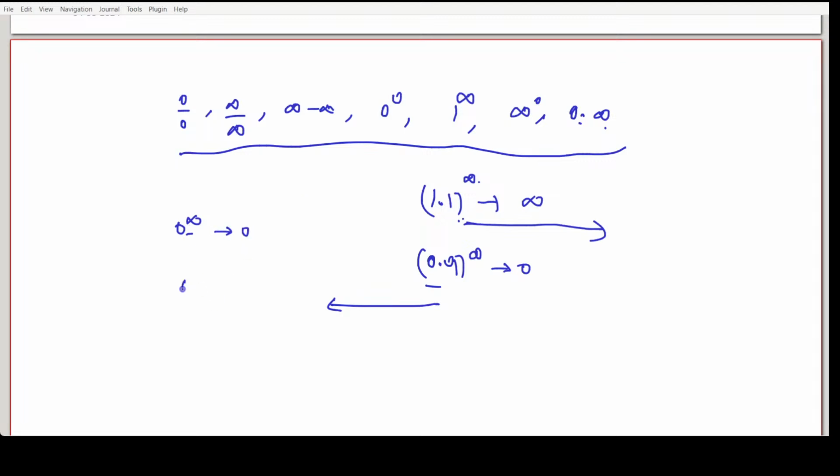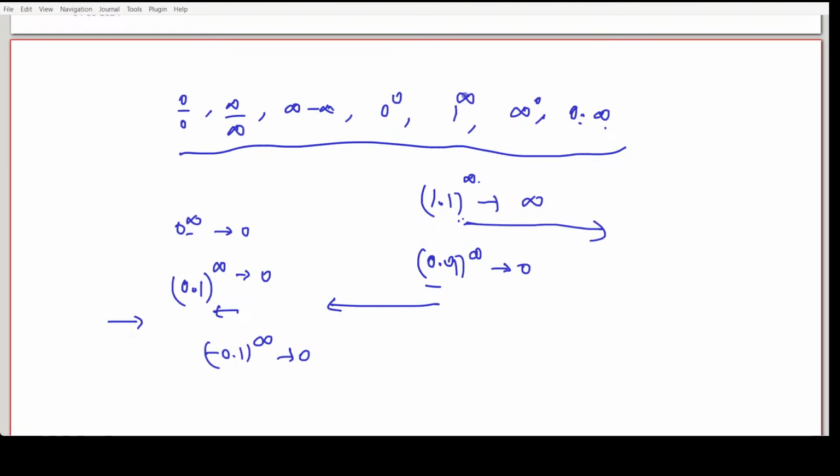Sir, 0 power anything is 0, but at the same time anything power infinity is also infinity. See, let's approach from the right hand side and the left hand side. 0.1 power infinity is 0, right? Minus 0.1 power infinity, that is also 0. Whichever side you approach, you are still approaching 0 only. That's why that is not there. In these cases, there is confusion.